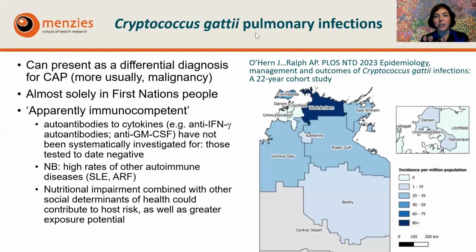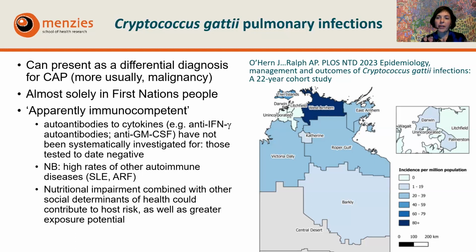To talk about Cryptococcus gattii infections, which I think you can't really avoid when we're talking about pulmonary infections in Northern Australia. This can present as a differential diagnosis for community-acquired pneumonia, but as I mentioned earlier, more commonly it gets confused with malignancy because it often presents as a lump. You can get other forms of Cryptococcus gattii pulmonary infection, such as lobar involvement, but classically it's the well-demarcated cryptococcoma that we see.